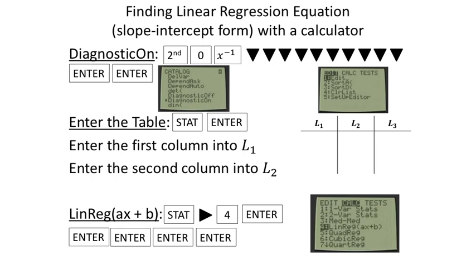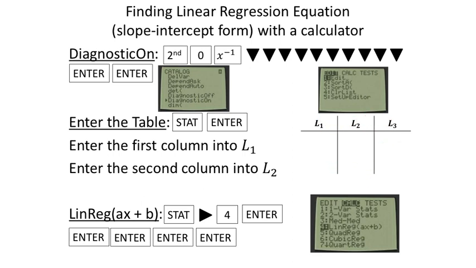Now that we have diagnostic on, we can enter the table, and then this is called linreg, which is going to give us the values of the slope and the y-intercept for our information. In the table, you push stat, and this screen is going to pull up with edit, calc, test. We've got to edit the lists, so you push edit, then you push enter. That will give you a screen that looks like this one right here.